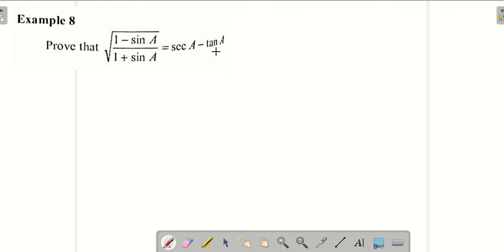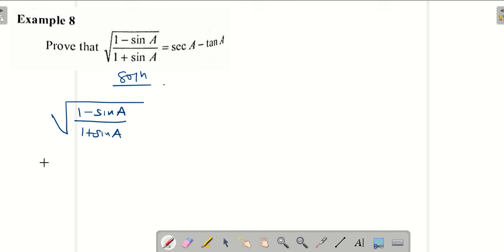Next question. Prove that the square root of 1 minus sine A over 1 plus sine A is equal to sec A minus tan A. So we still focus on the left hand side, which is the square root of 1 minus sine A all over 1 plus sine A. So here what I'm going to do is that I am going to extend the root and multiply both sides by the conjugate.